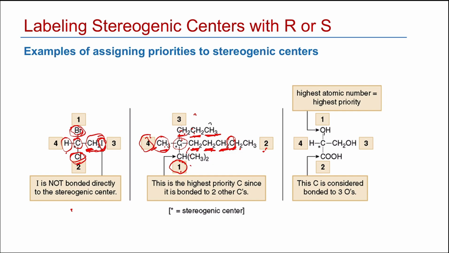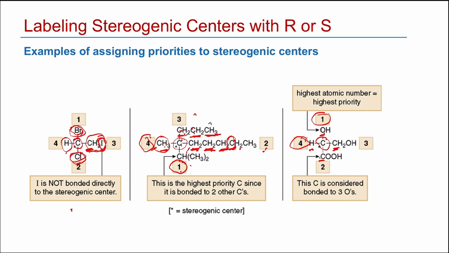Moving on to the third compound, so we have the stereogenic center attached to 4 different groups. Let's have a look. The first atom here is oxygen. Here is carbon. Here is carbon and hydrogen. So this is going to take the first priority. And then we all said that hydrogen will always have the lowest priority. So hydrogen is the fourth one.